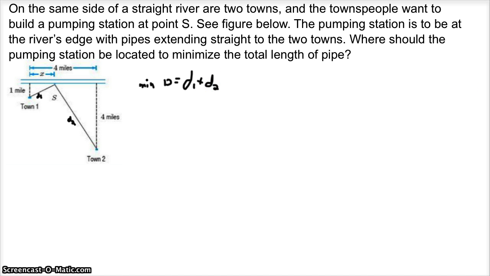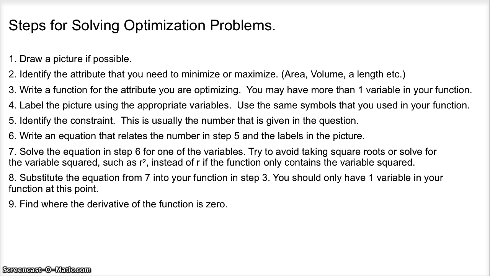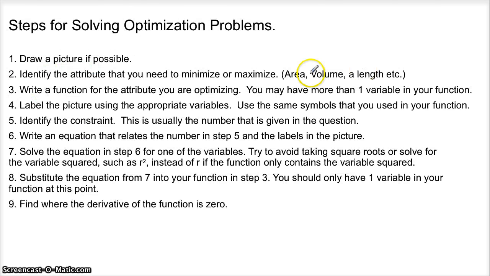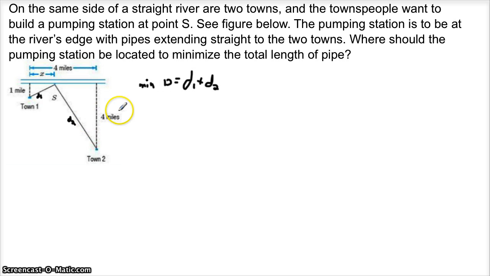So let's look at our steps first for this. First we draw a picture, which I already have. We identify the attribute that we want to minimize or maximize. In this case, it's actually a length. So if I come back over here, you see it's this length D, and that's actually the sum of two lengths. We want to write a function for the attribute you're optimizing, and you may have more than one variable in your function. So let's look at what my function is going to be.